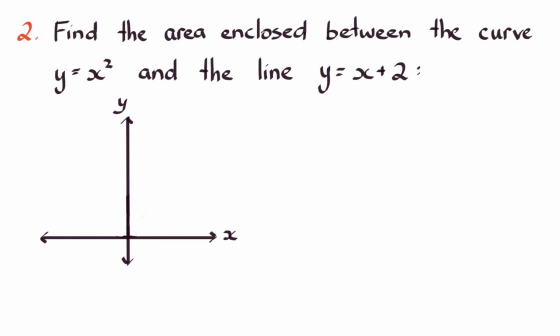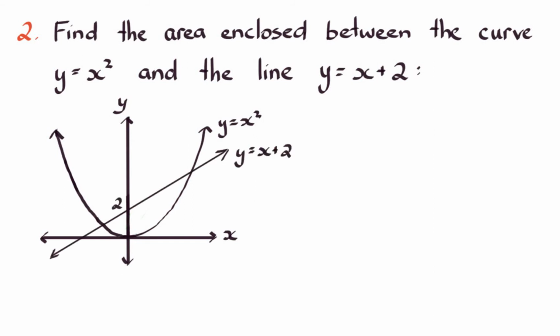And y equals x squared we'll do first again. And then the line, well, that has a y-intercept of 2 and a gradient of 1. Now that we have our sketch, we can see the area that is enclosed between these two functions. But how do we calculate it?